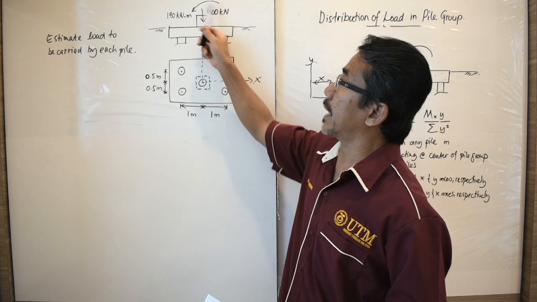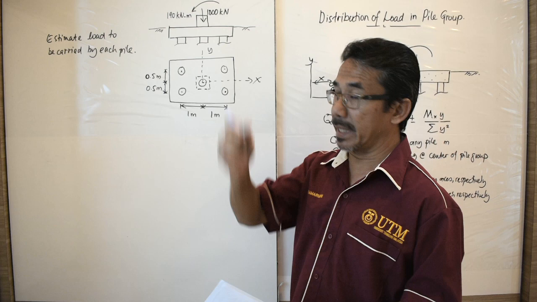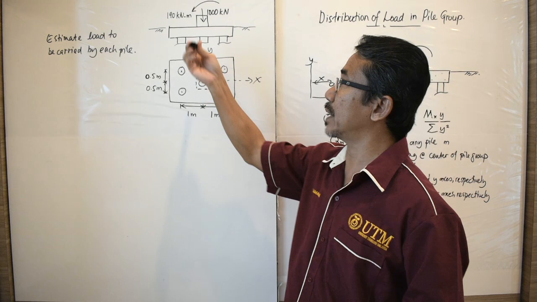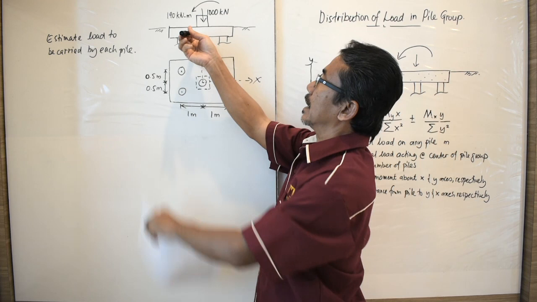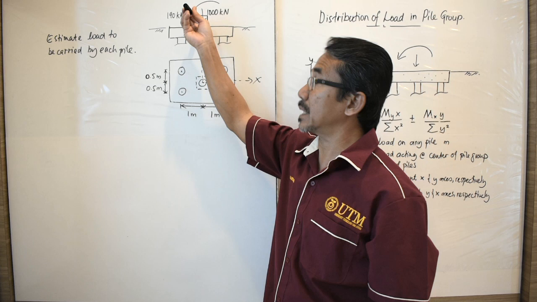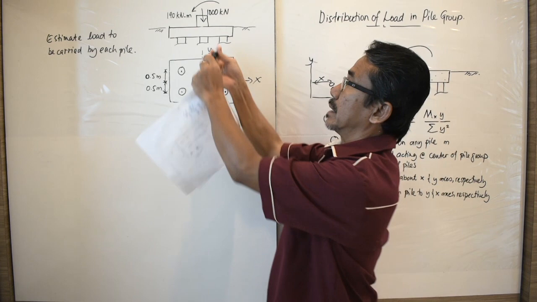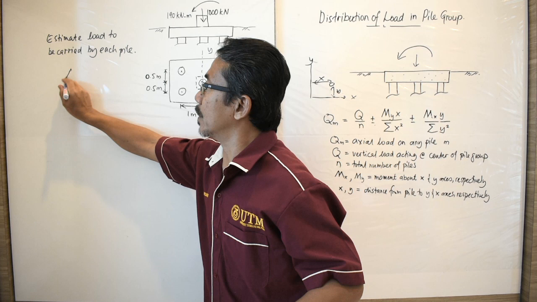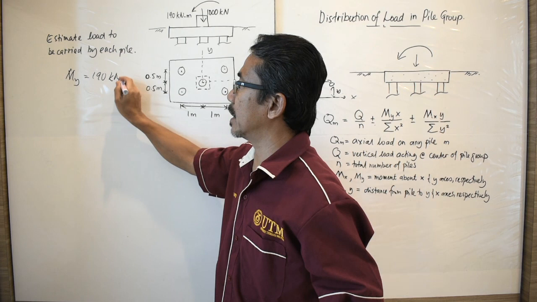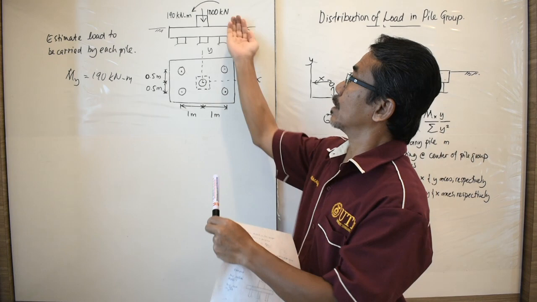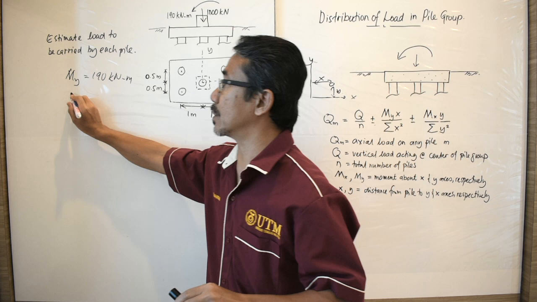If we look at this diagram here, just imagine X is in the horizontal direction and Y axis actually is going into the board. So this moment in the counterclockwise direction is actually M sub y, because it's about the Y axis, Y going into the board. X is in the horizontal direction. So here we identify that My equals 190 kN. It's only one moment. So in this case, moment with respect to x axis equals 0. So Mx equals 0.